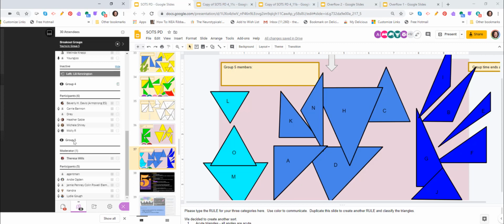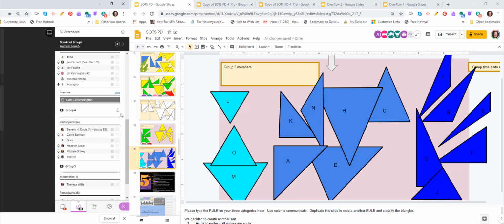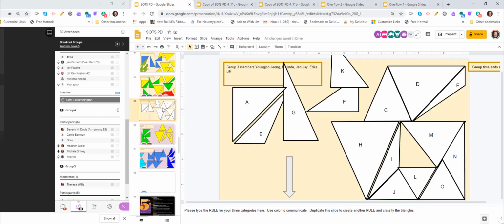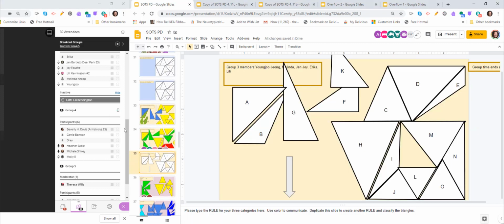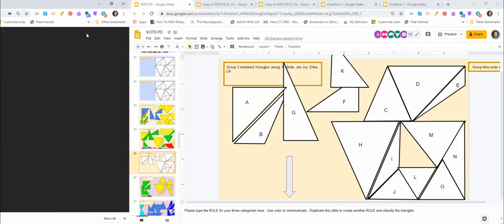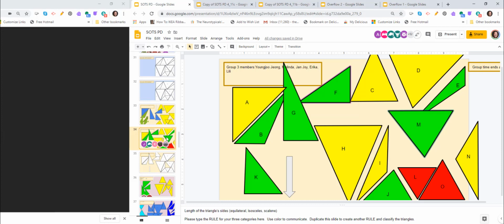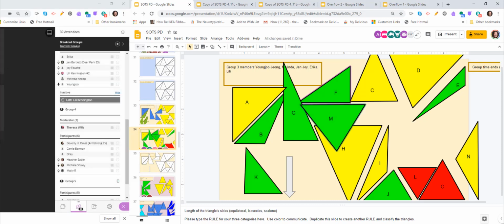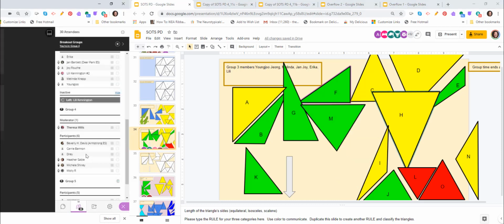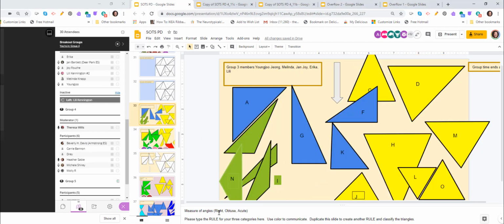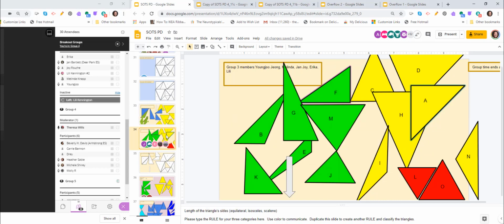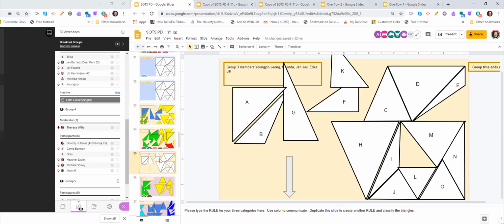Oh, proportional. Maybe we could do triangles that are similar. It looks like L and O might be similar. Like the top corner, but then it's not centered, so it wouldn't be isosceles. If I do it to A, it's perfect. See, we have measures by angles and by sides. Great. What's this third rule you all are working on?